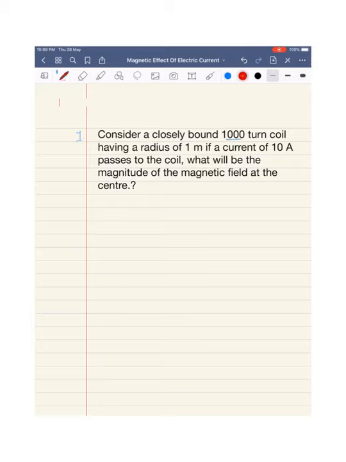So here if you look over here, what is the given data to you? 1000 turn is one of the given data. Okay, then the second given data is 1 meter, that is the radius of the coil, current of 10 ampere. Okay, so I am just highlighting it. 1000 turns, 1 meter and 10 ampere, and what they are asking us to calculate is the magnitude of the magnetic field at the center of the coil.